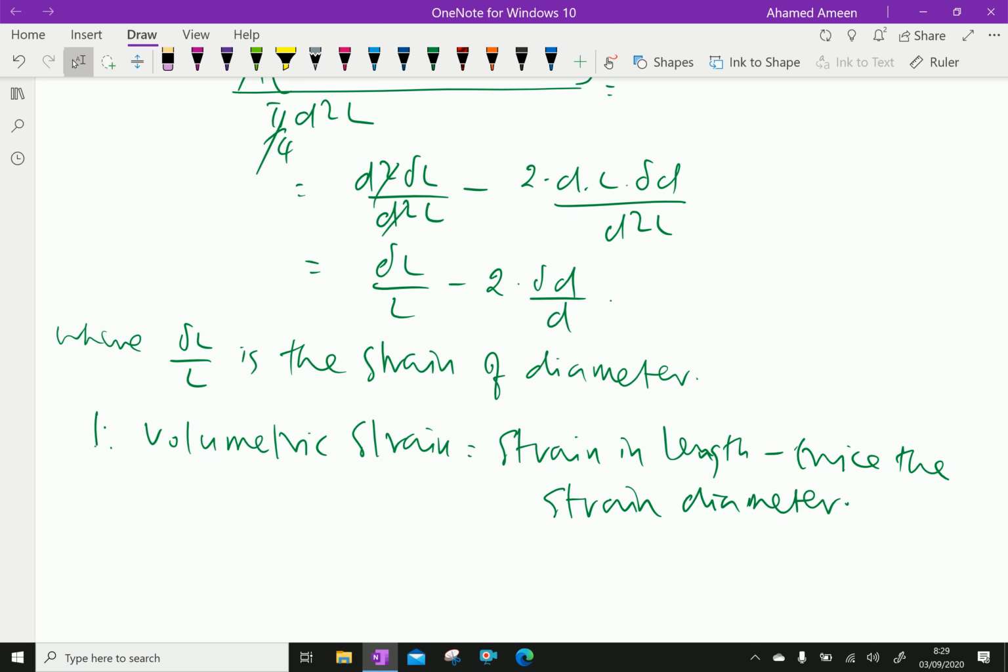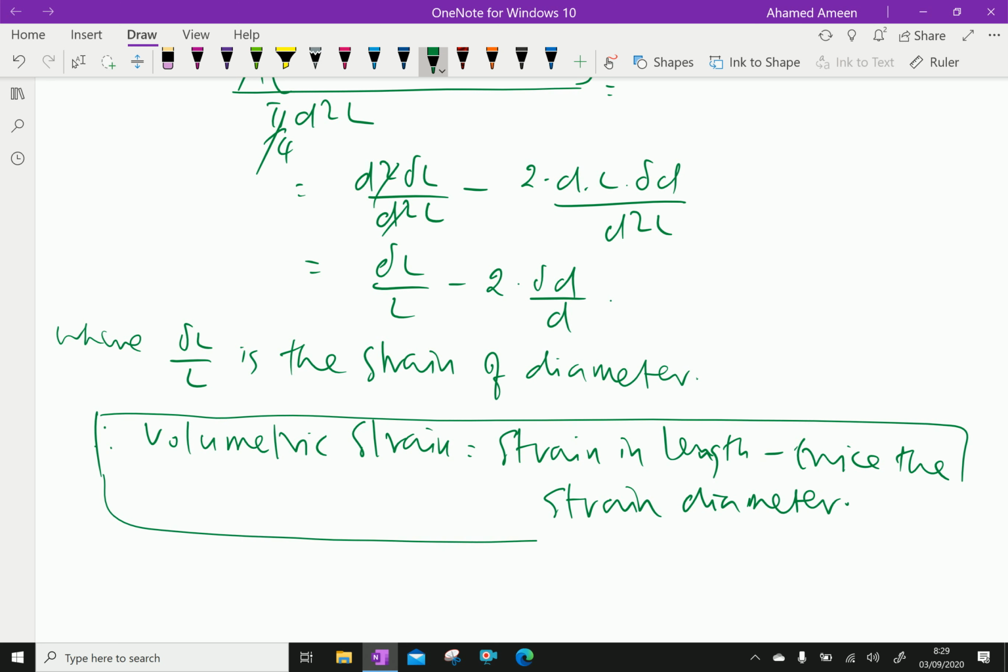This is the final expression. That means the volumetric strain of a cylindrical rod is equal to the strain in length minus twice the strain in diameter.